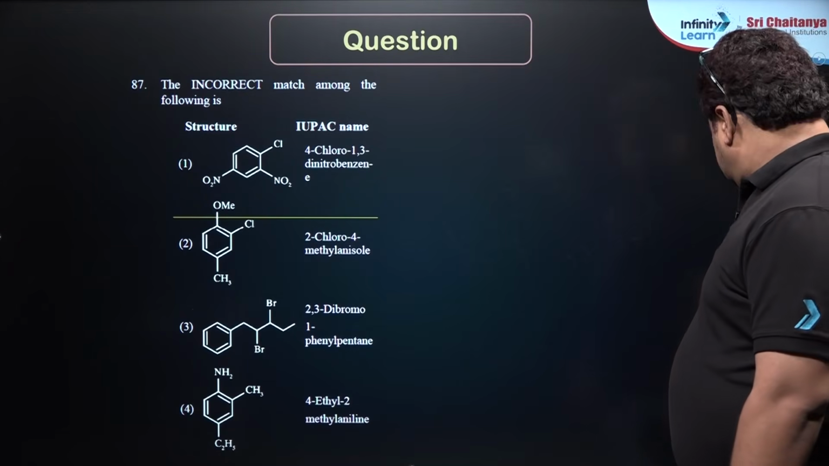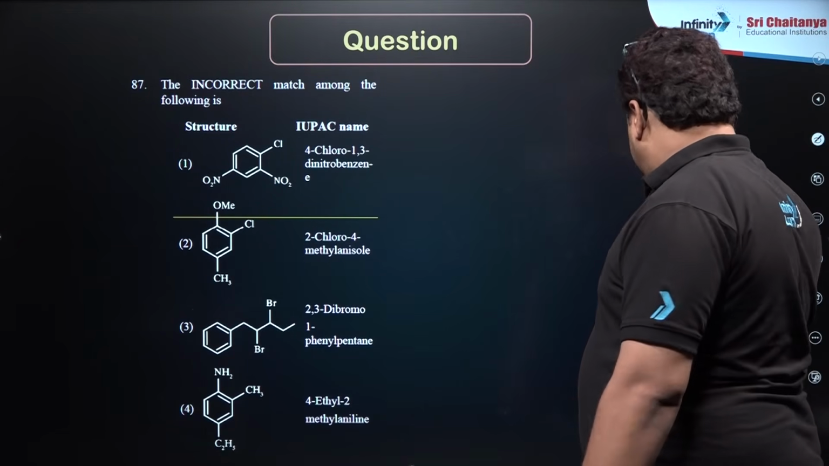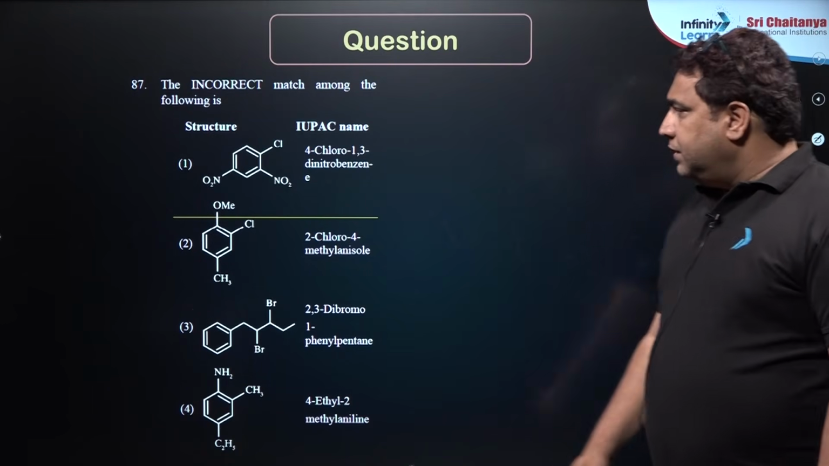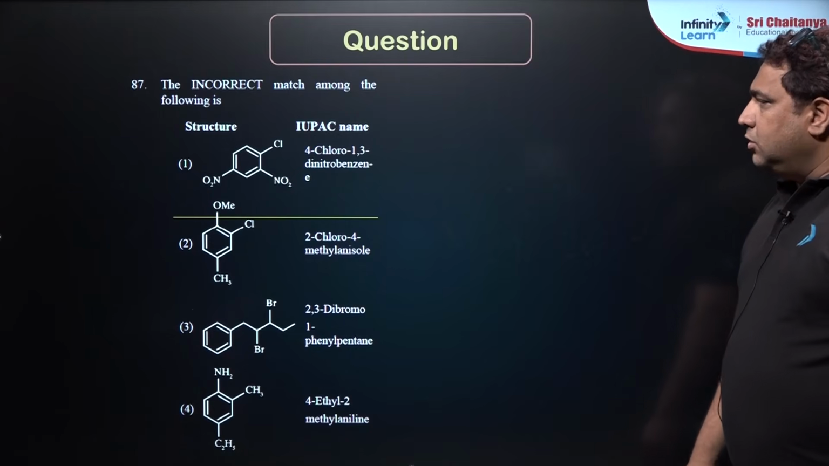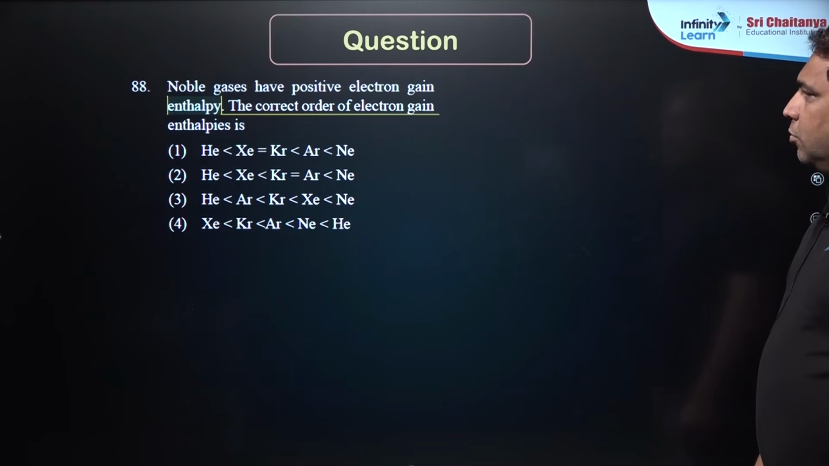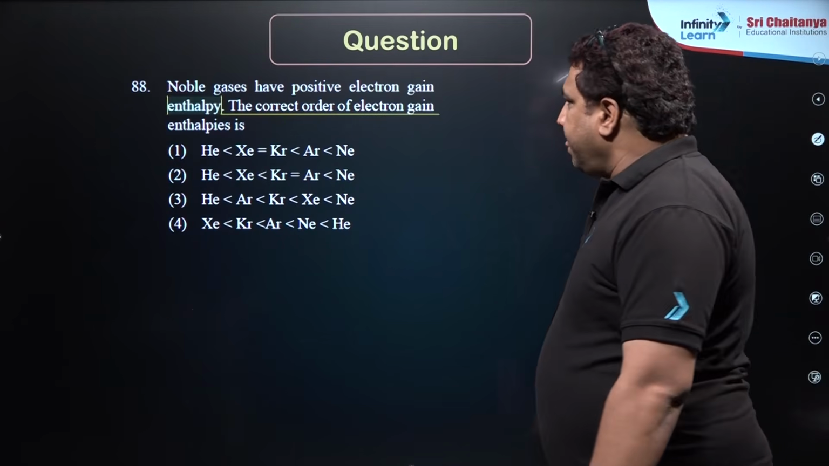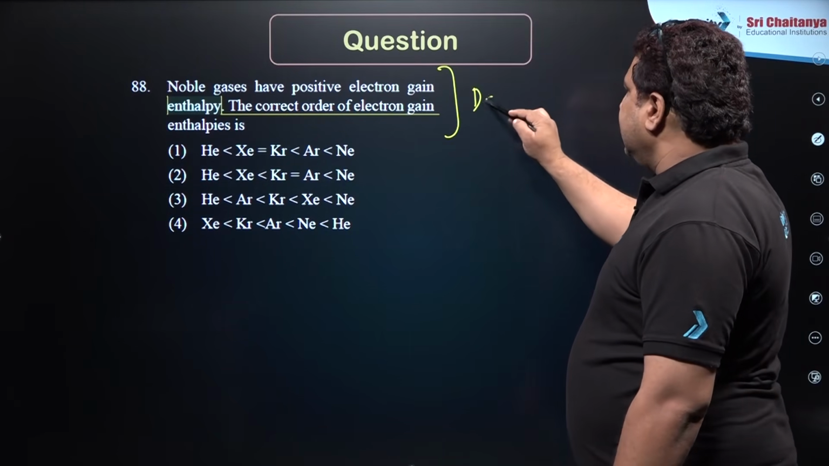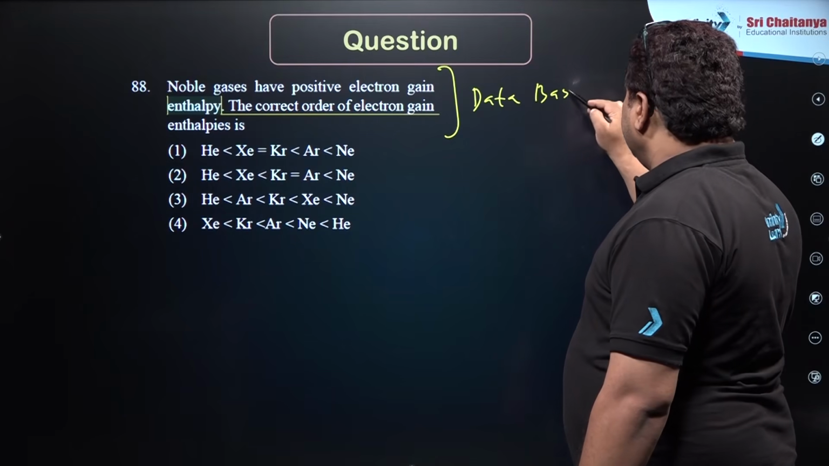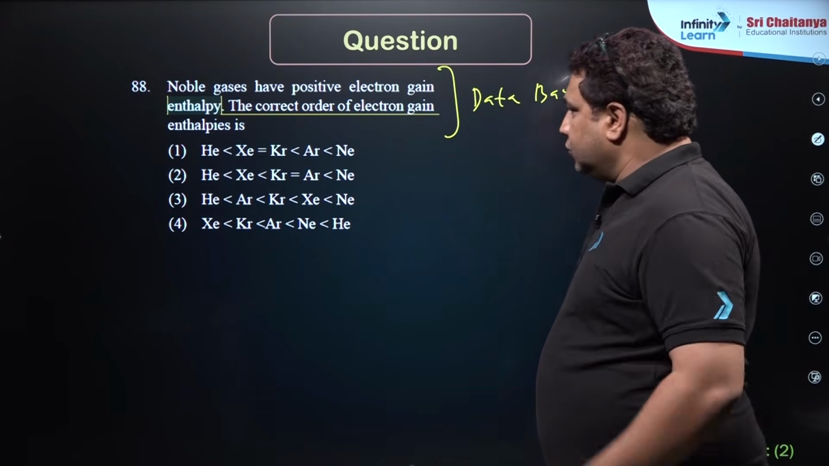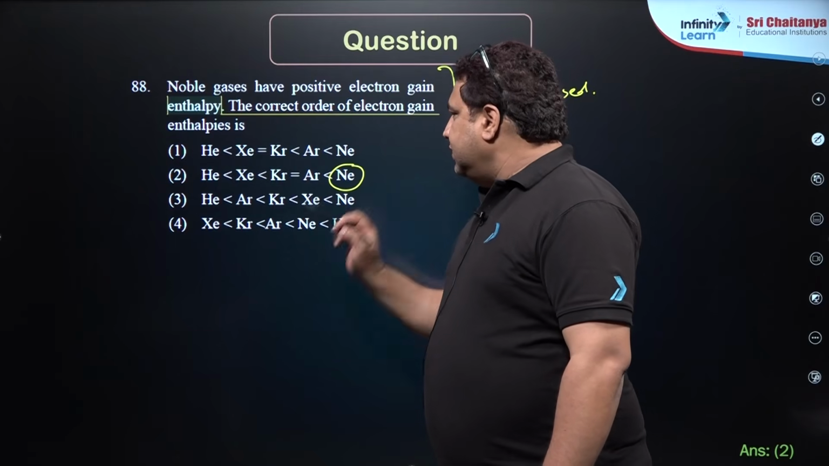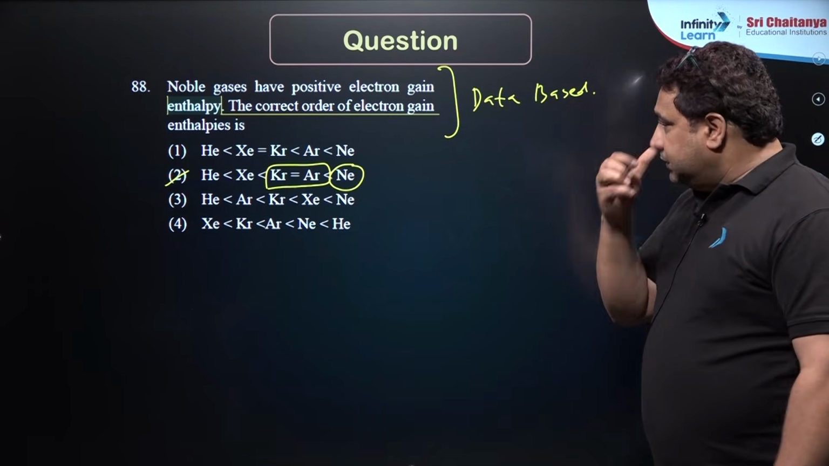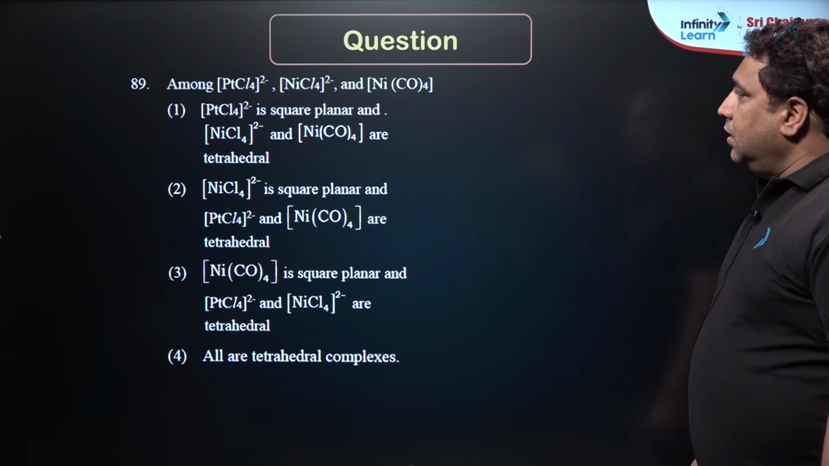The incorrect match is 4-chloro. Okay, this is straightforward IUPAC, 4-chloro-1,3-dinitrobenzene. Error. Noble gases have positive electron gain enthalpy. Correct order of electron gain enthalpy. So this is actually, dear student, a database question. Sometimes you have to recollect some database values. Okay, so neon is having the least, krypton and argon almost the same. Remember these 2 points, they will be helpful for you in exam.